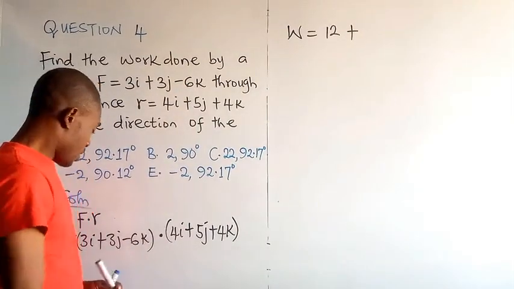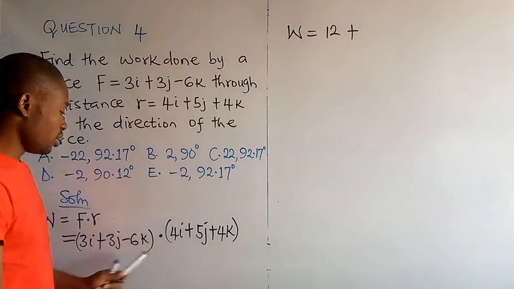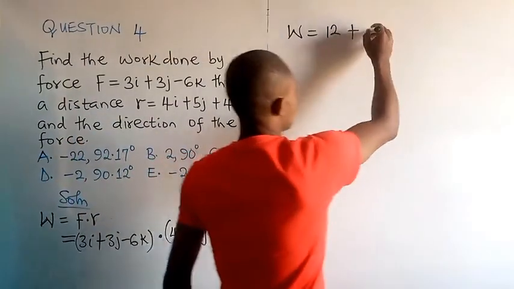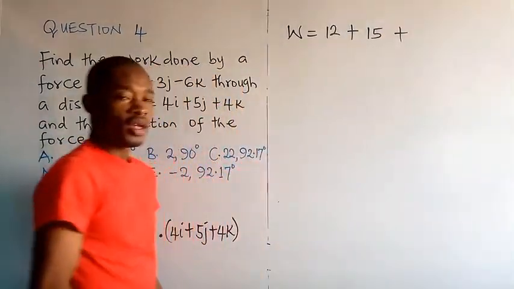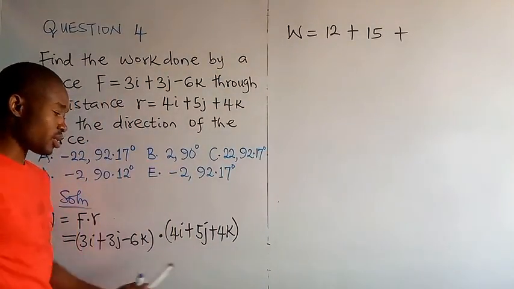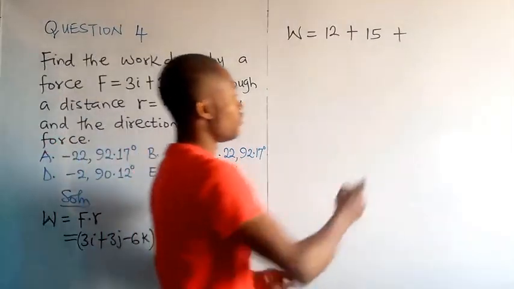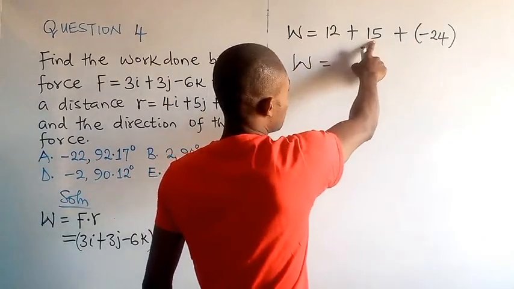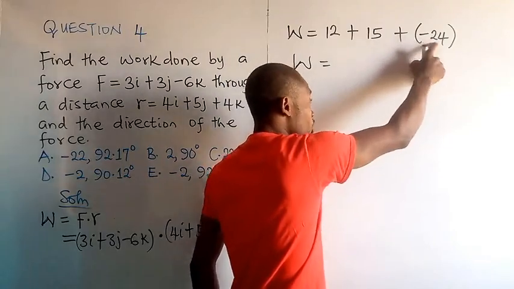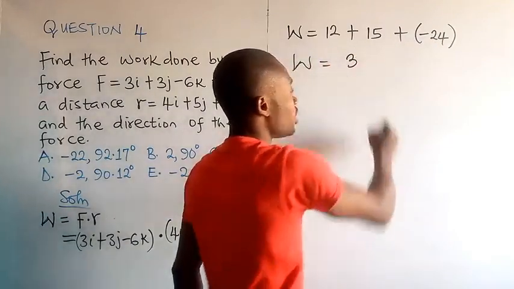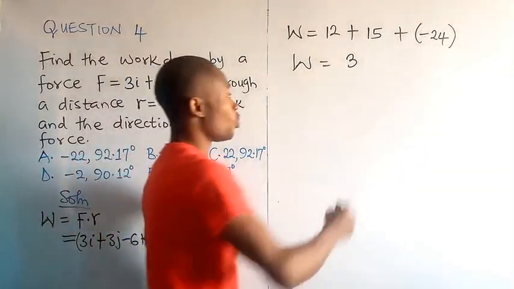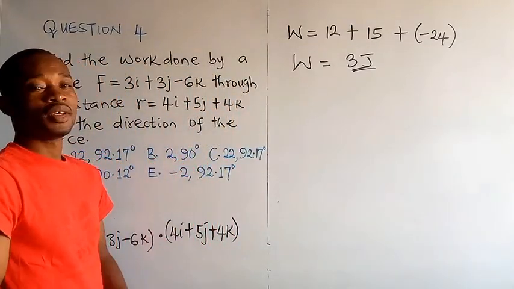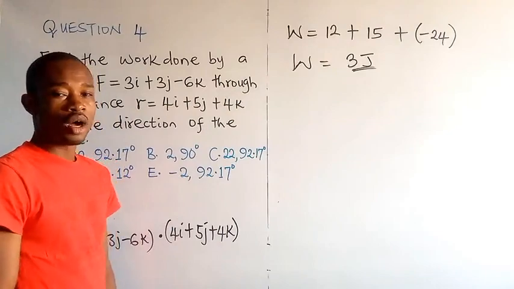Next we move on to the j component, and then 3 dot 5, which is 3 times 5. It's going to give us 15. So we have our 15 there, and then plus. Next we move on to the k component, minus 6 times 4, which is going to give us minus 24. Working this out, 12 plus 15 is going to give us 27. 27 plus minus 24 will give us 3. That's 27 minus 24, which is 3. Then of course you have joule there, to put a unit. This is the work done.